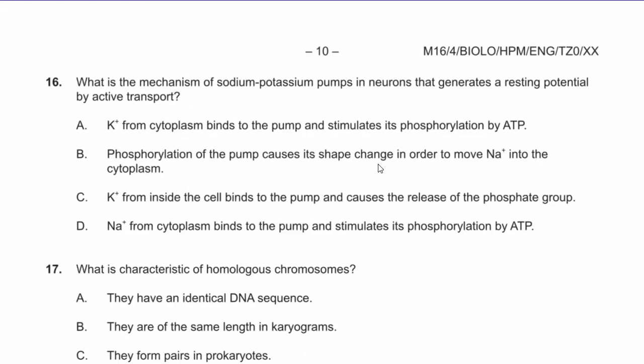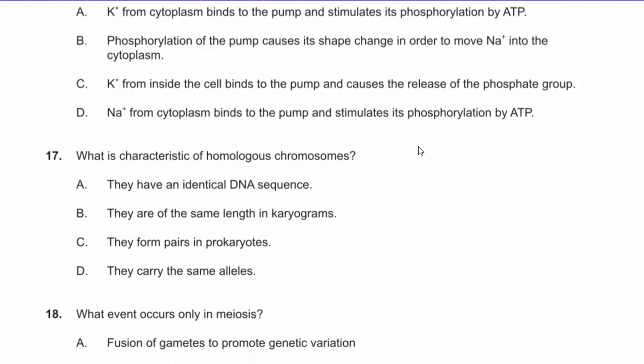16. What is the mechanism of sodium-potassium pumps in neurons that generates the resting potential? And the important thing here to remember is that if you have a neuron, let's draw it here, and then let's just so here is my version of sodium potassium ATPase. No, sodium potassium cotransporter.